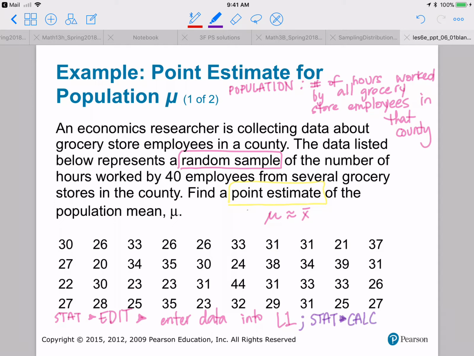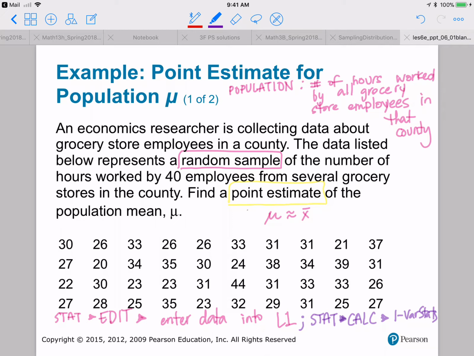So go to Calc, and then 1-Var Stats. It should be your number one. Go to 1-Var Stats, hit enter. Your list is going to be L1, and the frequency list you can leave blank. Hit Calculate, and then I get all of my stats about this list of 40 data points.